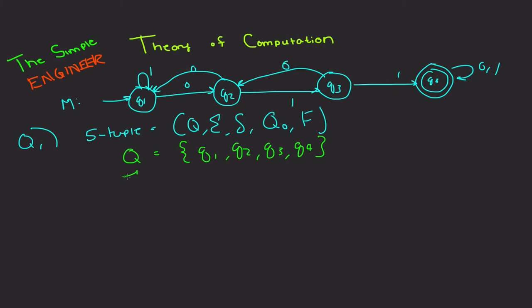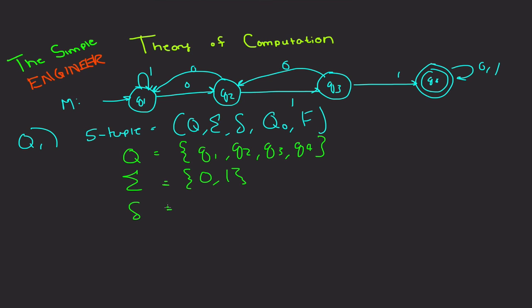Next, we want to talk about sigma. Sigma is the input alphabet that is recognized by this DFA. As you see here, we only use 1s and 0s. This is a very common input alphabet. So in this case, the input alphabet are the symbols 0 and 1 that this DFA will recognize.